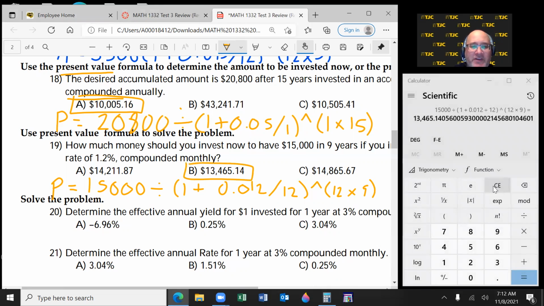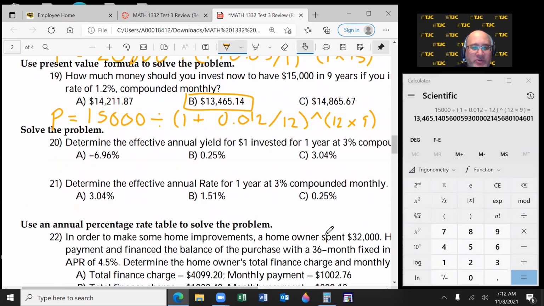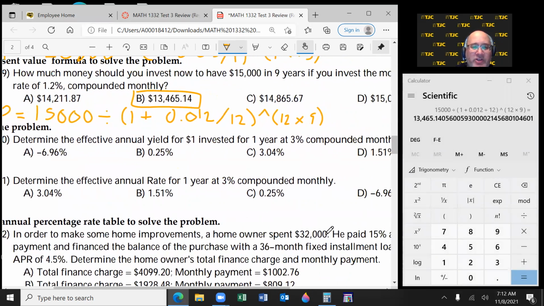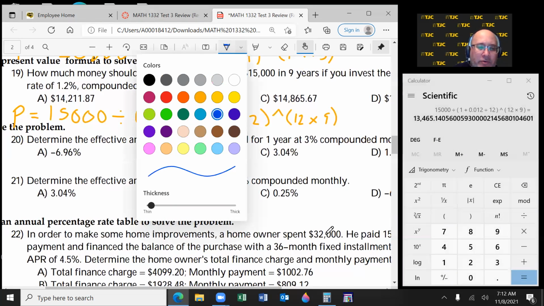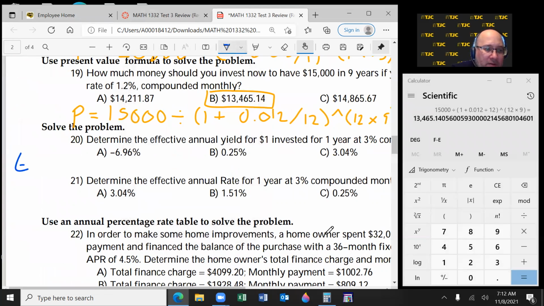And let's go ahead and do the effective annual yield problems, because then we're going to transition to an APR table. All right, determine the effective annual yield. All right, the formula for effective annual yield or effective interest rate is, open parentheses, 1 plus R over N, close parentheses, to the Nth power, minus 1.